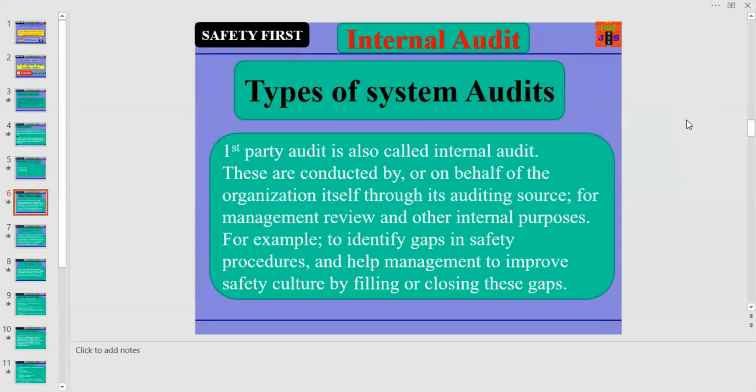What is first party audit? First party audit is also called internal audit. These are conducted by or on behalf of the organization itself through its auditing source for management review and other internal purposes. For example, to identify gaps in safety procedures and to help management to improve safety culture by filling or closing these gaps. Those are identified as findings in the audit report. This type of audit is called first party audit.